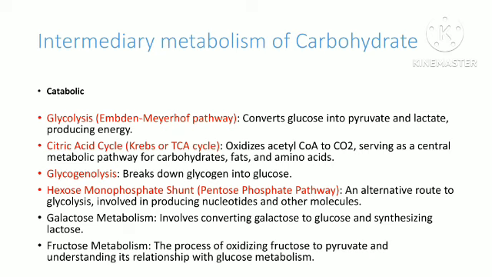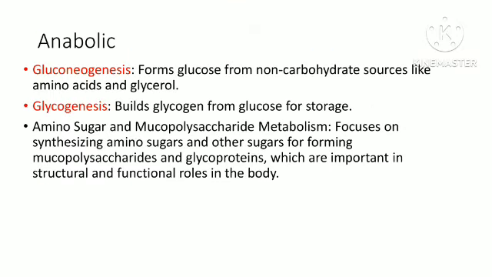Galactose metabolism involves converting galactose to glucose and synthesizing lactose. Fructose metabolism is the process of oxidizing fructose to pyruvate and understanding its relationship with glucose metabolism. Anabolic: gluconeogenesis forms glucose from non-carbohydrate sources like amino acids and glycerol. Glycogenesis builds glycogen from glucose for storage.